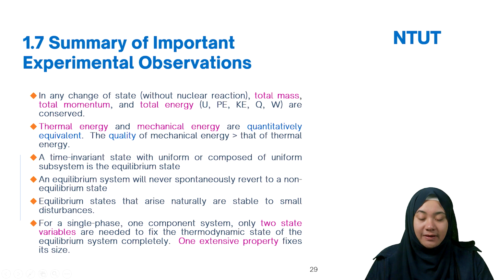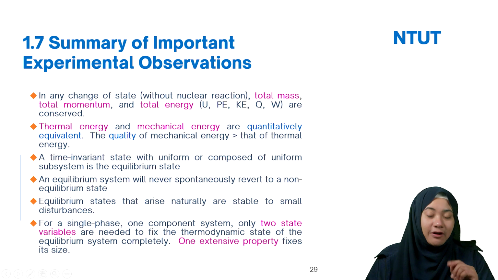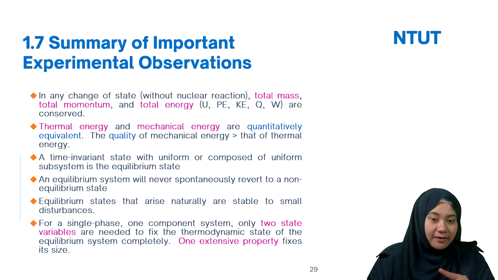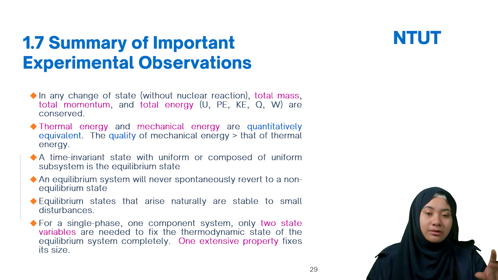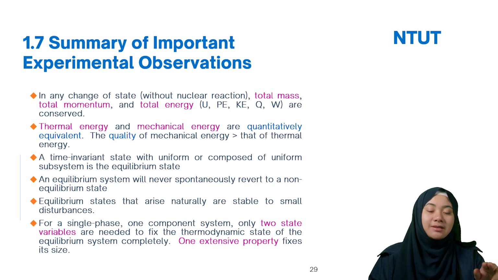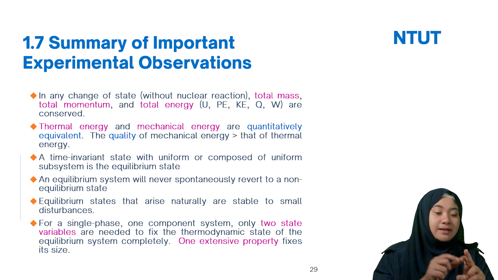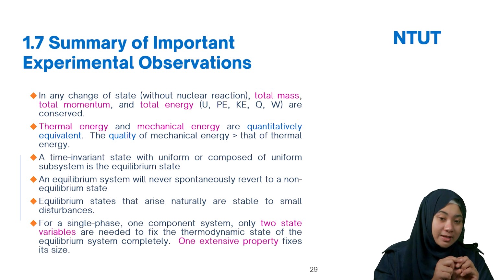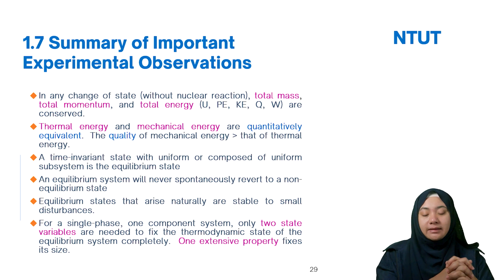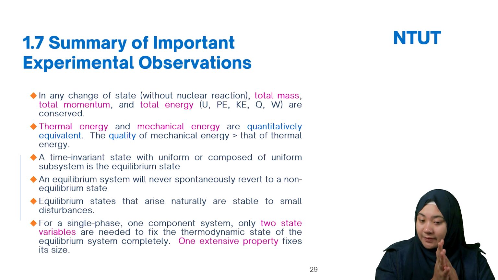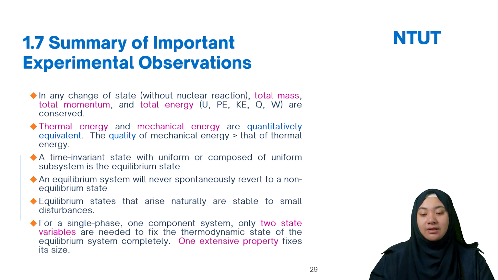For a single phase with one compound, we only need to fix two state variables. This is the degree of freedom. If you still remember, F, the degree of freedom, equals the number of compounds minus the number of phases plus 2. So with one compound in a single phase, you have 2 degrees of freedom. You can fix either the temperature and the pressure, or the temperature and the mole fractions, and the rest you can get from the other data. One extensive property is fixed, which is its size.